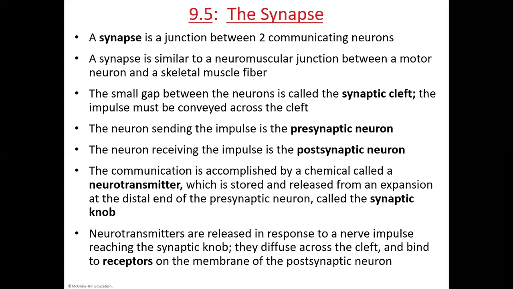But the neurotransmitters are stored up in vesicles inside the presynaptic neuron, and when an action potential has traveled down that axon, that stimulates those vesicles to release the neurotransmitters through exocytosis into the synaptic cleft. They'll diffuse across the cleft and then bind to receptors.